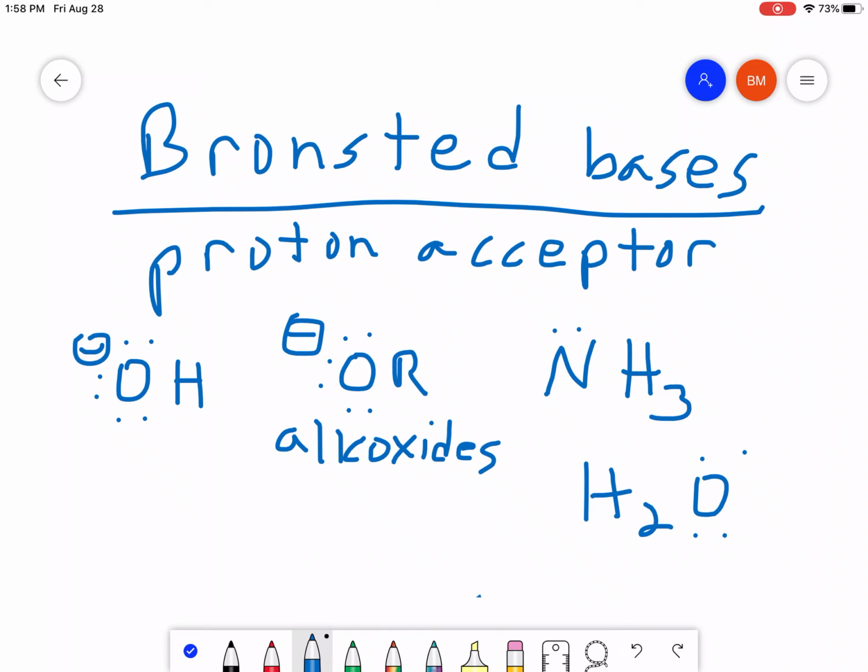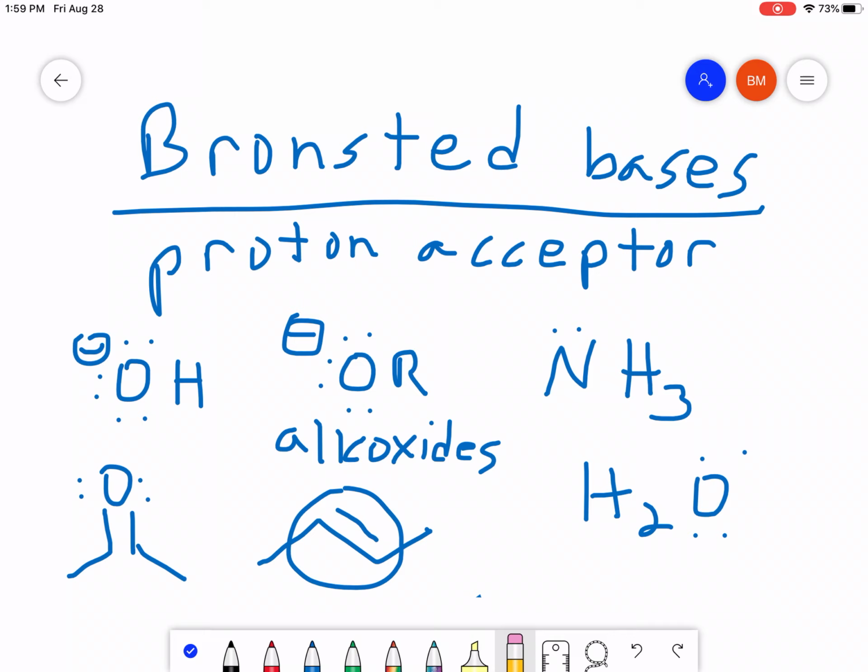It's got two unshared pairs. Even something like this kind of looks funny, right? This is acetone. It can accept protons. It's got two unshared pairs of electrons on oxygen, and it's got a pi bond. In fact, we don't even need to have unshared pairs. Something like this, that double bond right over here, that pair of pi electrons is available in certain cases to accept a proton, right? So, yeah, there's lots of different things, but they all have in common the fact that they have available electrons to accept the proton. All right?